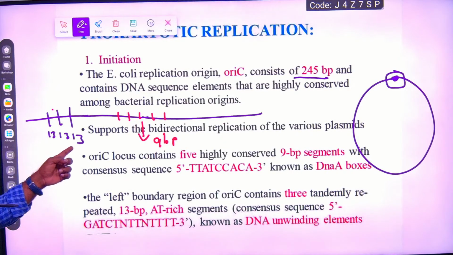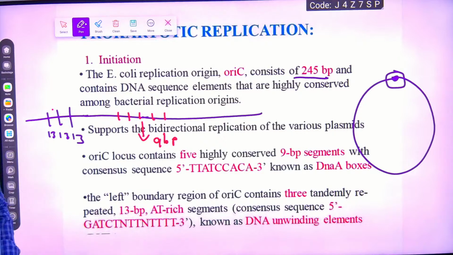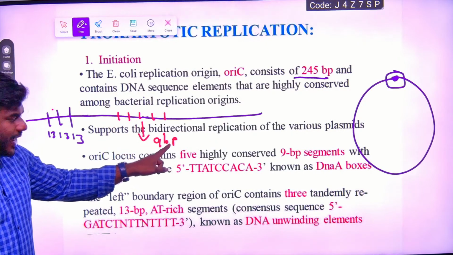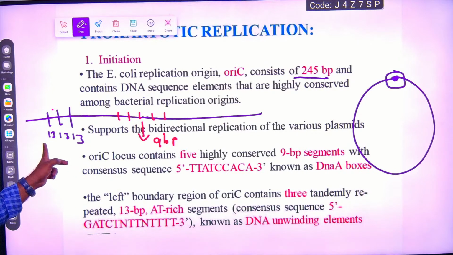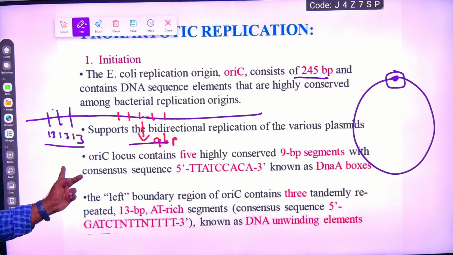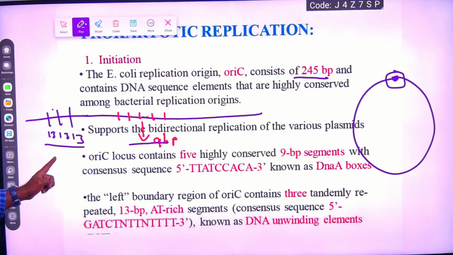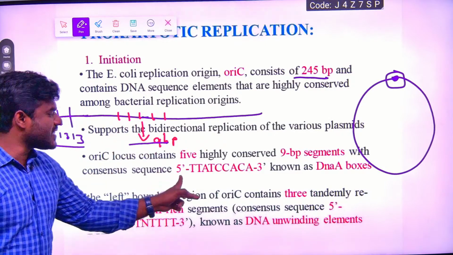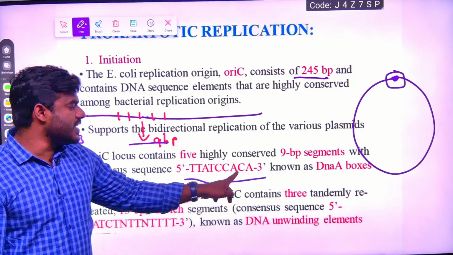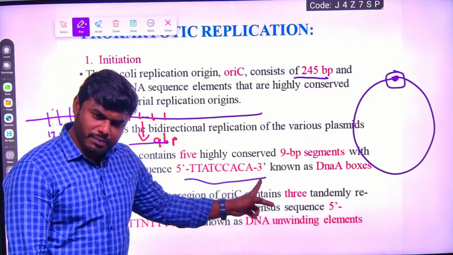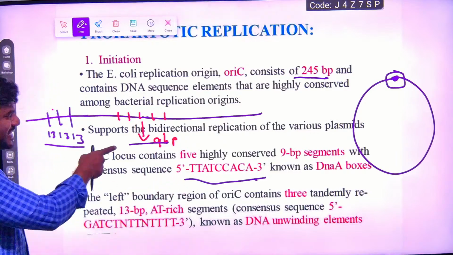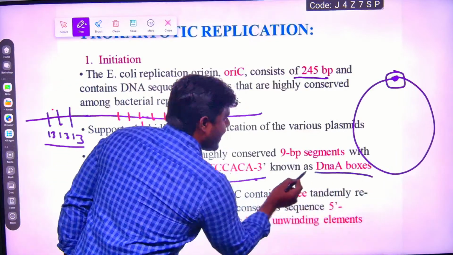You are getting my point correctly. 245 base pair origin contains 5 boxes, each box is 9 base pair. On the left hand side 3 boxes are there, each one is how many? 13 base pair. Now I will ask you some important question. I want everyone to use the brain and answer. Now first listen, this 9 base pair is the sequence TTATCCACA. Is it necessary to remember? Remember it. Okay. Some sequences we have to remember. And this sequence is called as DnaA boxes.